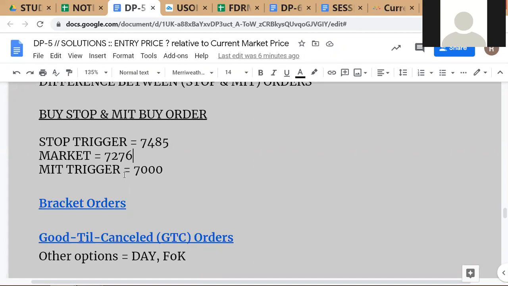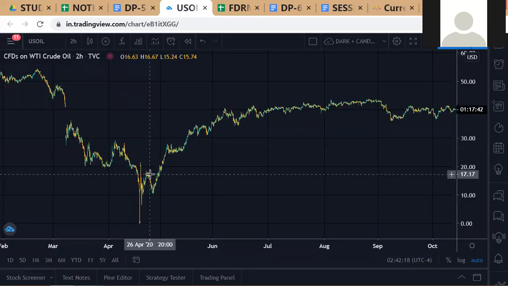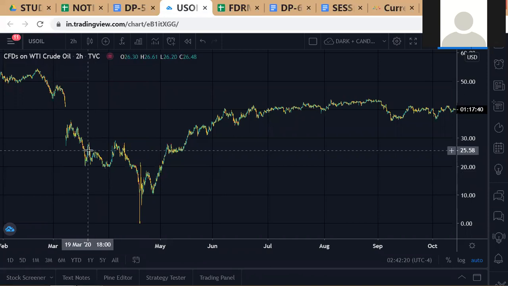Now, in the case of an MIT order, the trigger will be below the current market, which is the example that I gave you in this example. So here you see the difference between a stop order and an MIT order. Let's say the price was 25. Now I could have placed a two-sided order, if my feeling is that, let's say I'm sitting around here.